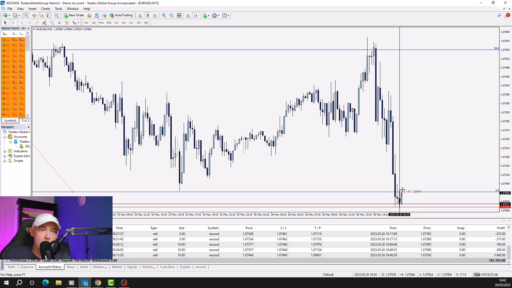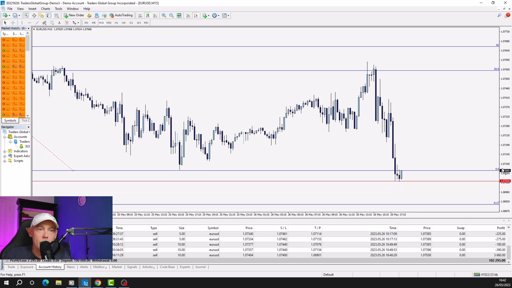You can see prices kind of bouncing from that level. Happy to close the trade. We've made enough, $3,660 on that one euro dollar short trade.